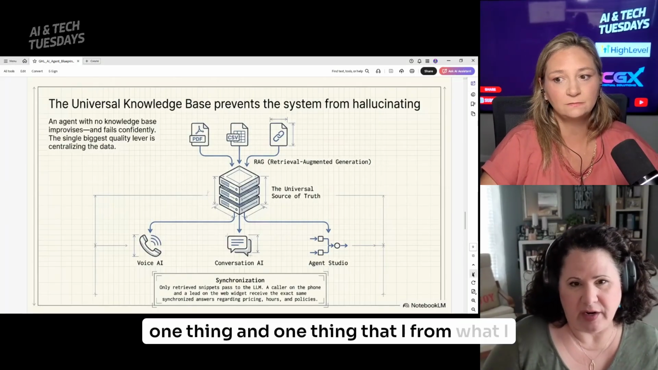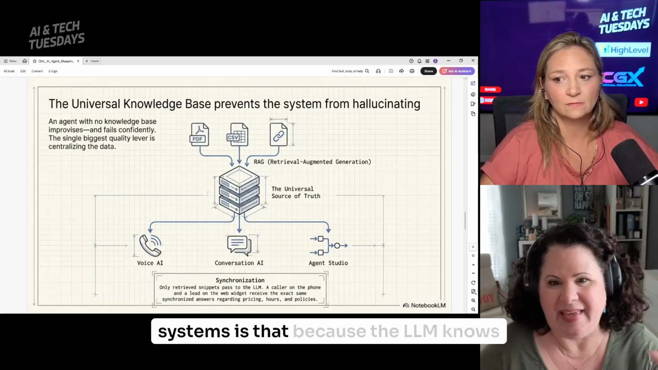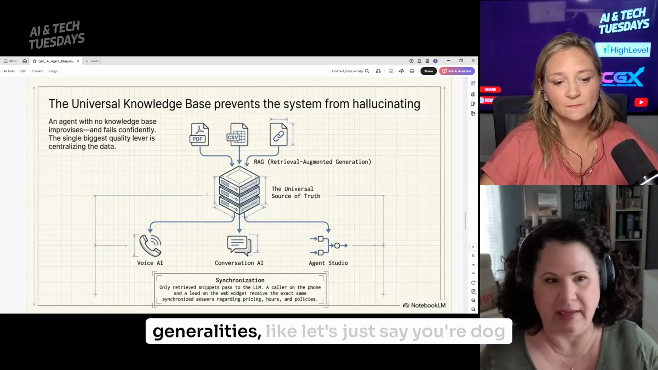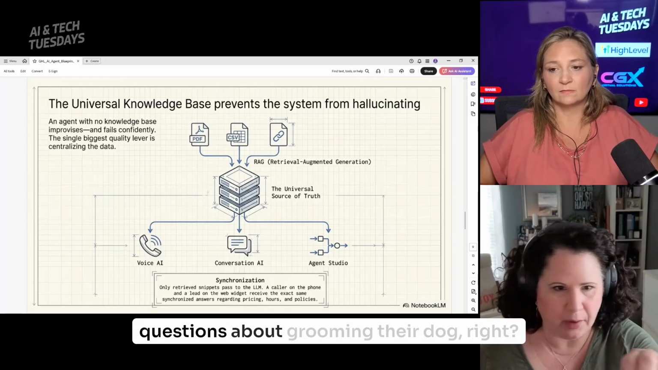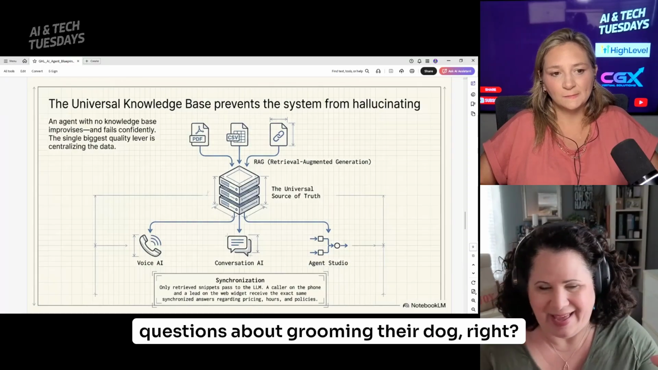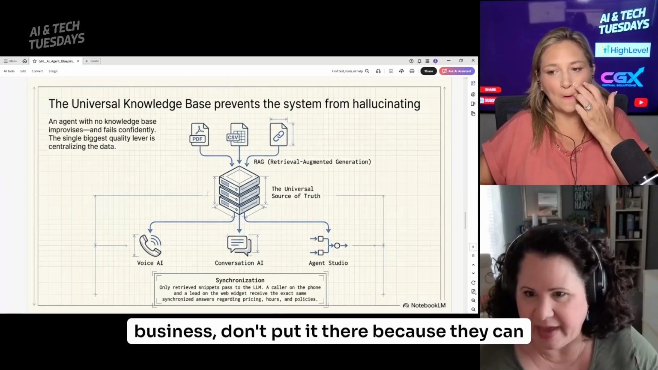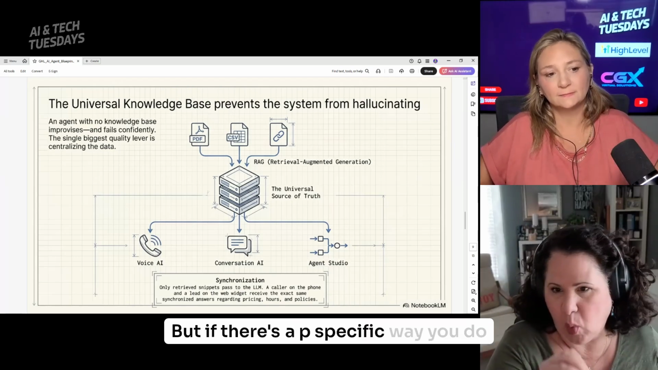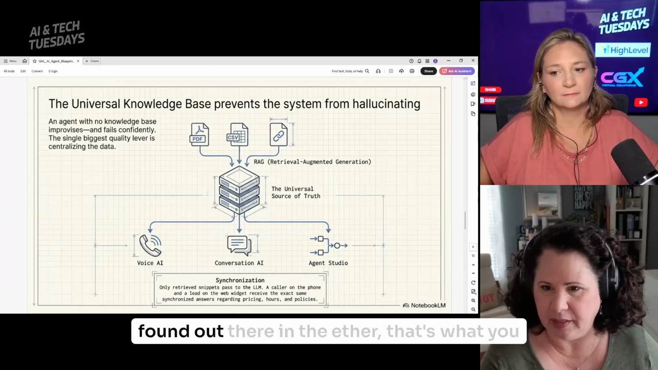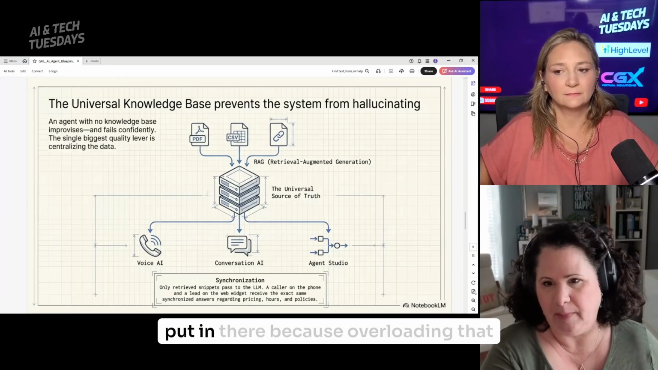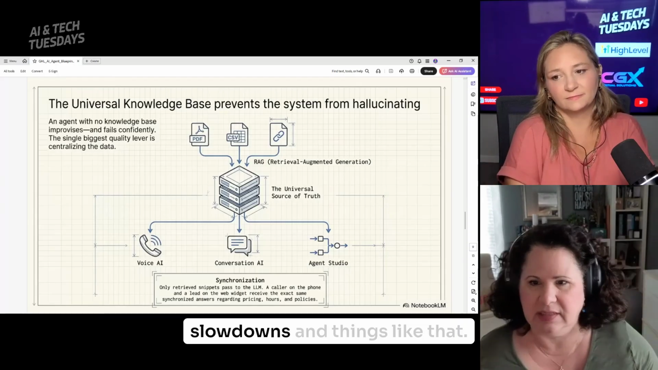And one thing that, from what I understand, is important with these kinds of systems is that the LLM knows generalities. Let's just say you're a dog groomer and somebody is asking specific questions about grooming their dog, and it's not specific to your particular business. Don't put it there because it could find it. But if there's a specific way you do things that is different than what can be found out there in the ether, that's what you put in there, because overloading that knowledge base can cause latency issues and slowdowns and things like that.